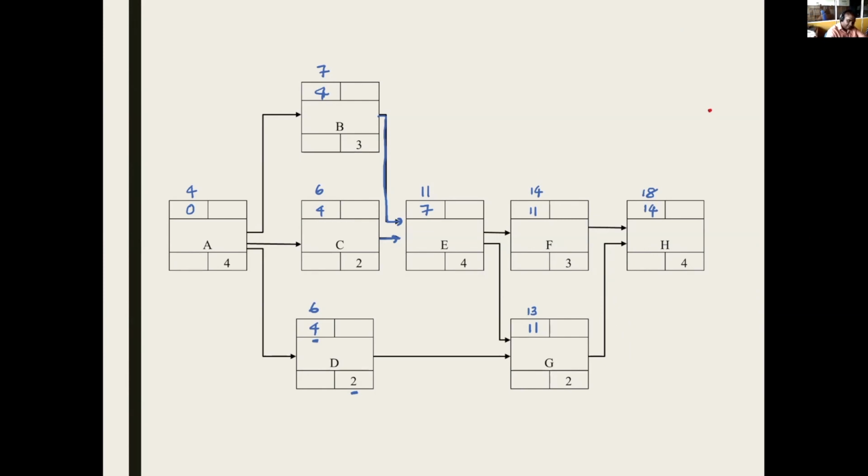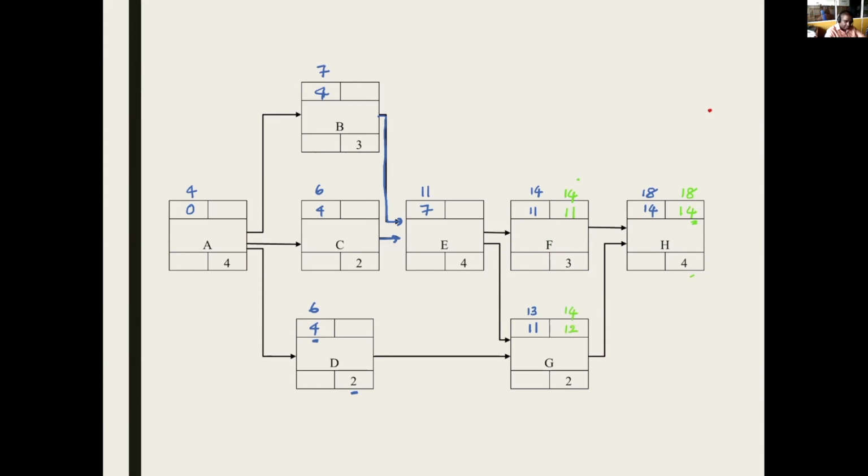Right. If I go with the backward pass, I start with 18 here. 18 minus 4 is 14. 18 minus 4 is 14. For F, you have only one finish to start link. Here, you have to get 14 because this is the starting time of H. So the link is finish to start, so the finish here should be the starting time. 14 minus 3 is 11. Here also you have to get 14. 14 minus 2 is 12.